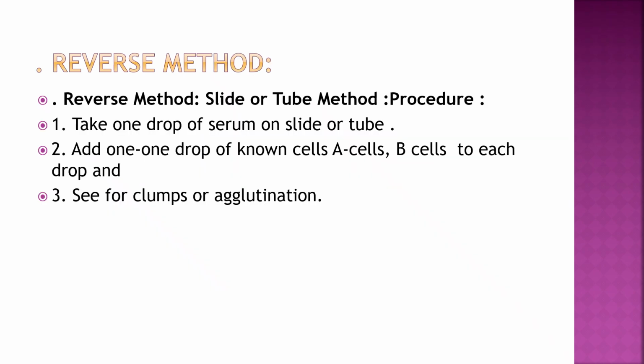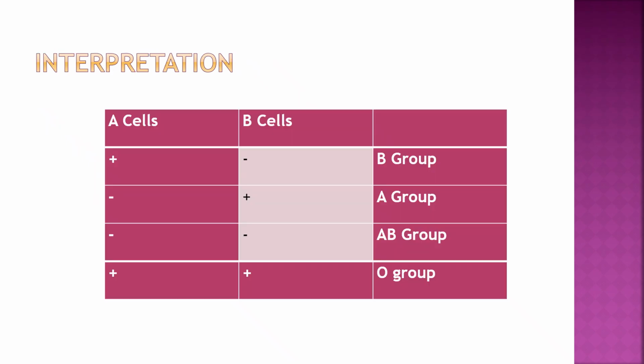Now in the reverse method, you take 1 drop of serum and add 1 drop of known A cells and B cells and then look for the clumps. If you are doing this by tube method, you have to mix and centrifuge and then you can see clumps. Here the interpretation is opposite. If you see clumps in A cells, it is B group. If you see clumps in B cells, it is A group. If you see no clumps, then it is AB group. And if you see clumps in both A cells and B cells, it is O group.